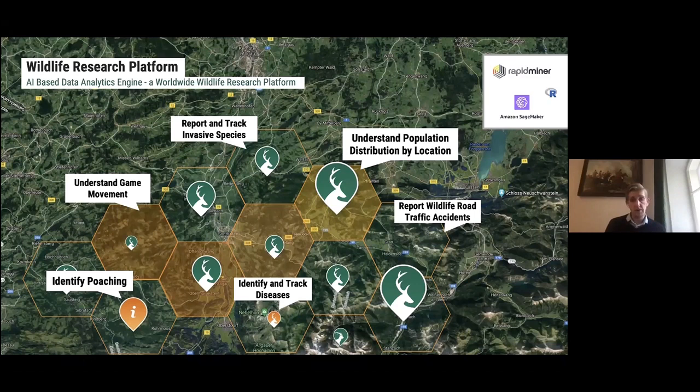Additionally, we are looking to integrate a wildlife traffic accident feature, which will allow users to report wildlife traffic accidents. If you are familiar with the Waze application, which is quite popular in the UK, it is a route mapping application that allows different users to confirm information, so that a sighting can be confirmed by multiple users before it is a qualified data entry. And additionally, to identify poaching and also to report and track diseases and the spread of diseases, as well as to notify users in a particular area or a particular radius of the presence of diseases.